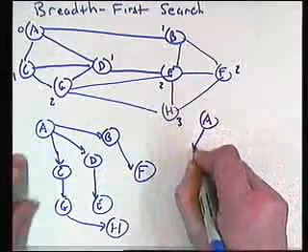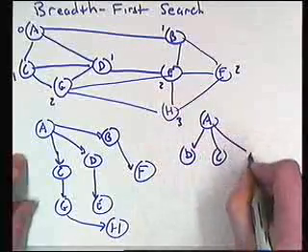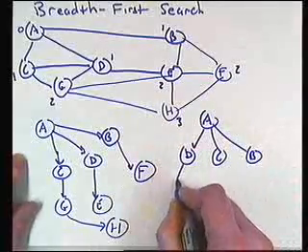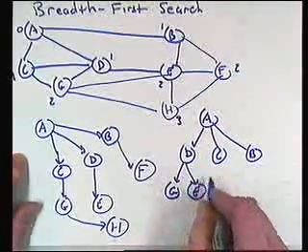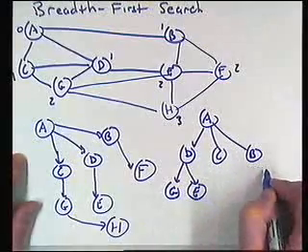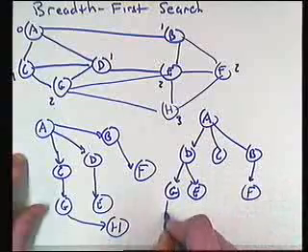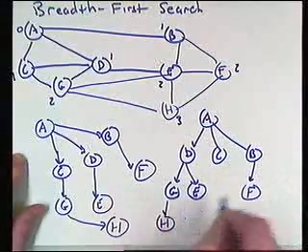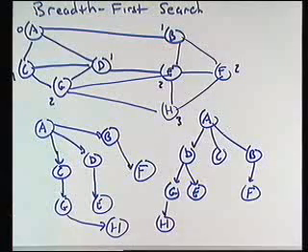If I had had D as my first neighbor, and then C, and then B, well, from D I would have looked at G and E, and then from C I would have had nothing to look at, that would be it. And from B I would have had only F to look at, and then I would have had H here. So depending on the order in which we approach the neighbors, we can get different breadth first trees.